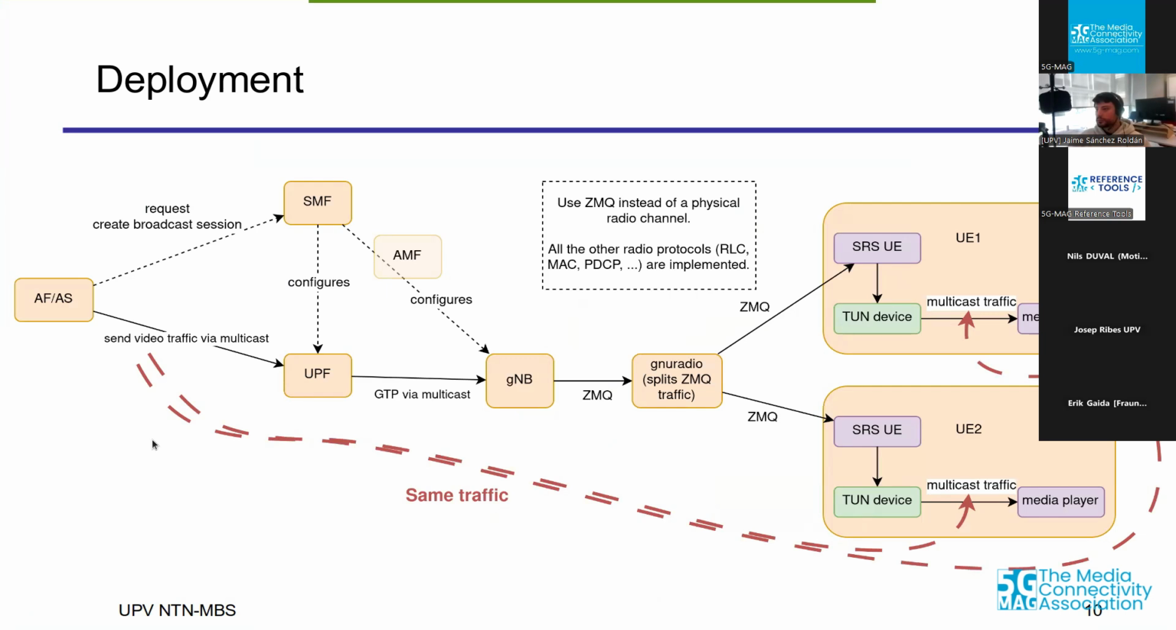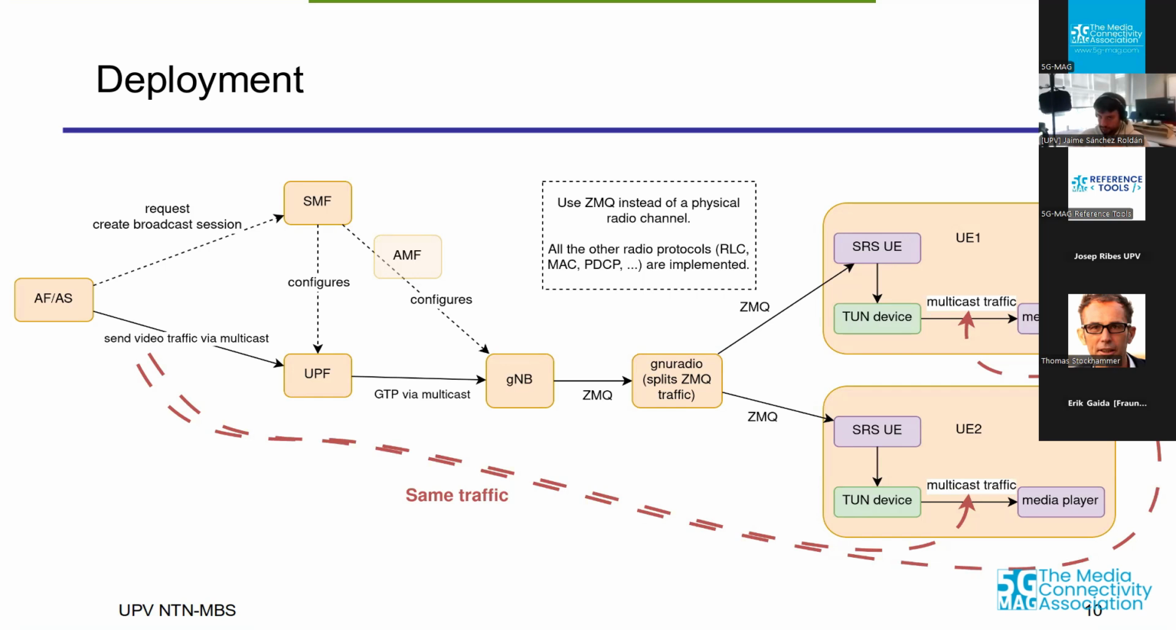And here is a diagram of the demo. We have an application function that first is going to create a broadcast session. So it will request the creation of a broadcast session to the core network, in particular to the SMF, and the SMF will configure the UPF and the gNodeB for them to be able to forward the traffic to the UEs.